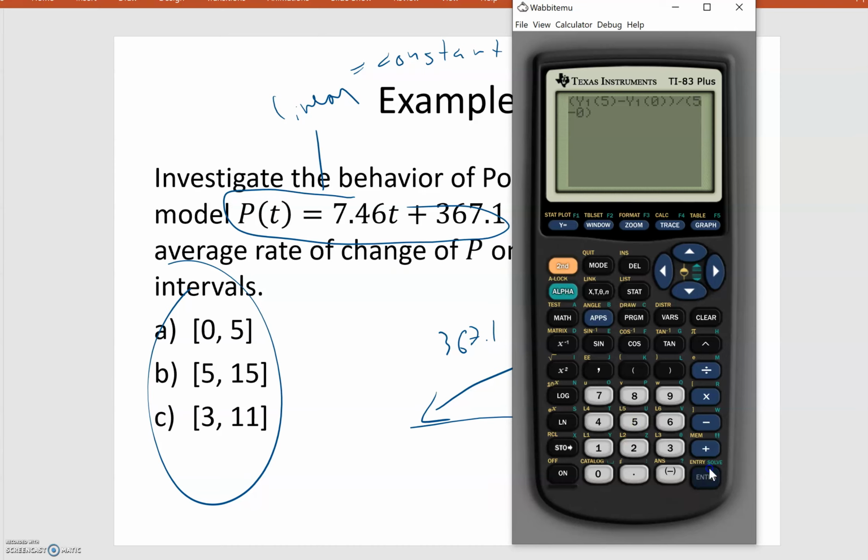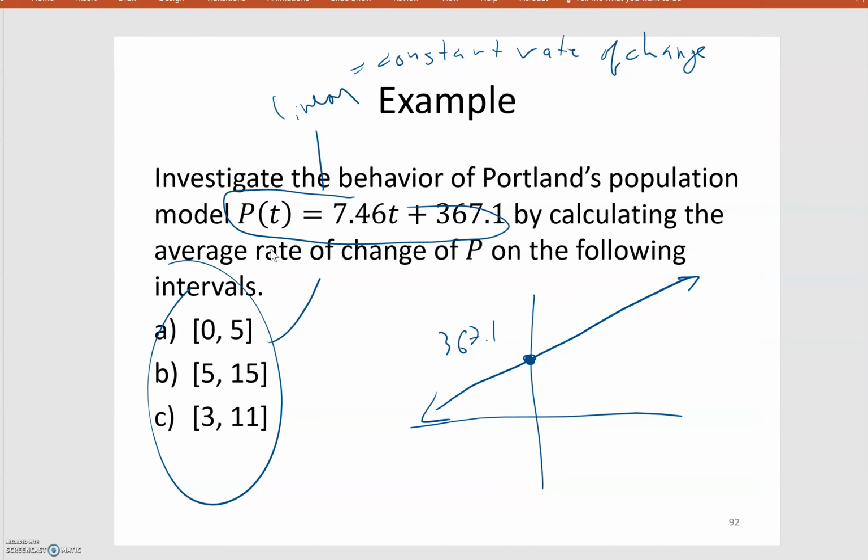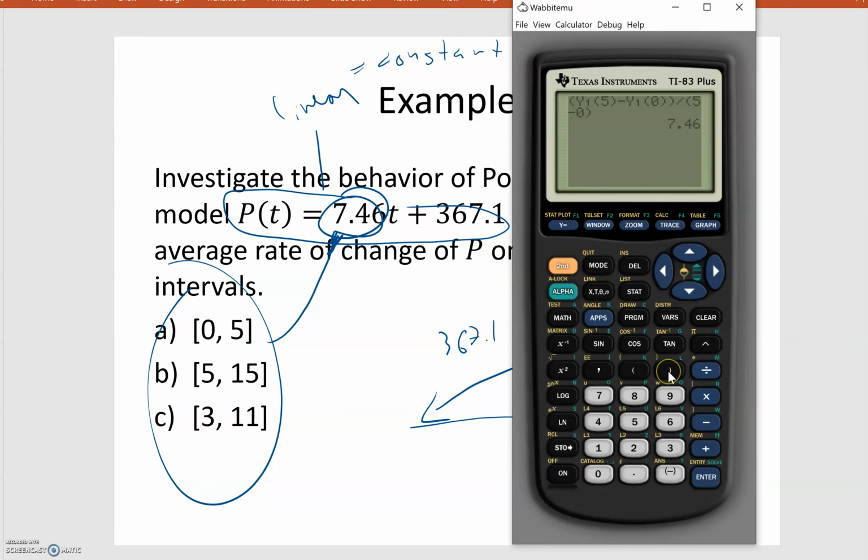Okay. And look at that, 7.46. Now that number should look very familiar to you because there it is right there, 7.46. It's the slope of the line. So really this is kind of silly. I mean, we actually knew what this was going to be already. But let's do 3 to 11 just for fun.